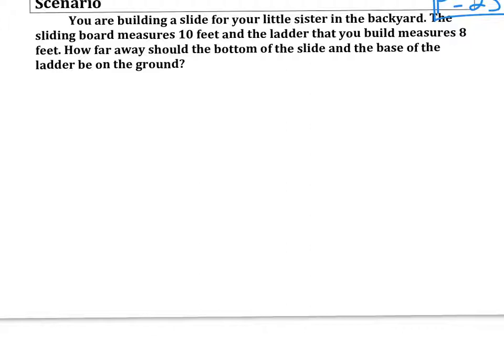If we draw a picture of this, basically what we have is the slide itself, we have the ladder, which would be straight up and down, and we're trying to figure out how far away the base of the ladder is from the tip of the sliding board. So if we know that the ladder itself is 8 feet, we know that the sliding board is 10 feet. And what we have here is a right triangle where we have the hypotenuse and one of the legs. So we need to solve for the other leg.